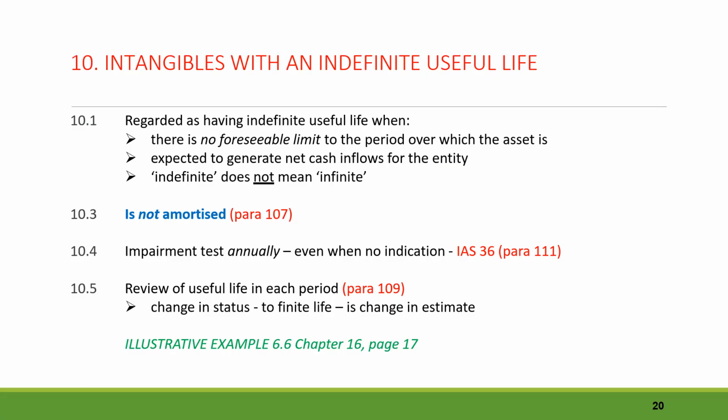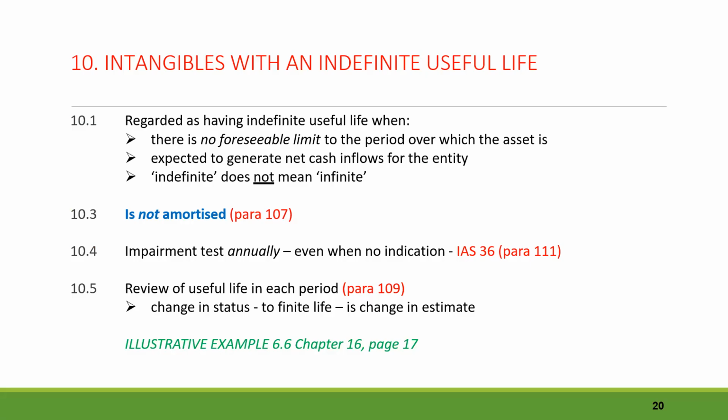But if this is the case, what IAS 38 does require, in line with IAS 36, impairment of assets, is that the intangible asset is tested for impairment on an annual basis. Okay, so how we do that is the entity is required to test the intangible asset for impairment by comparing the recoverable amount with its carrying amount.